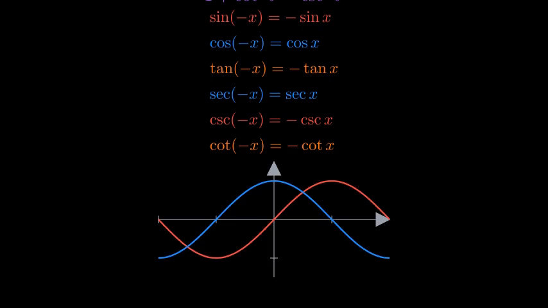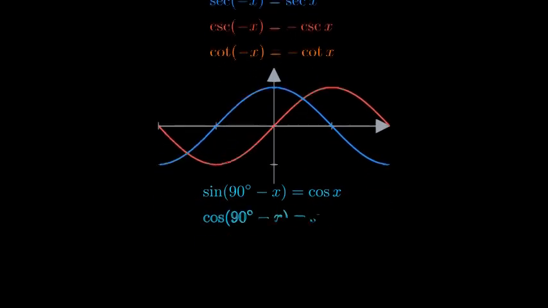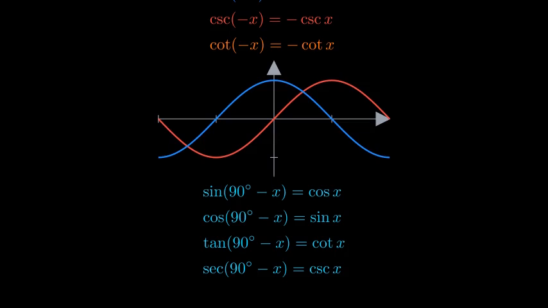Cofunction identities use complementary angles. Sine of 90 degrees minus x equals cosine of x, and cosine of 90 degrees minus x equals sine of x. Similarly, tangent of 90 degrees minus x equals cotangent of x, and secant of 90 degrees minus x equals cosecant of x.